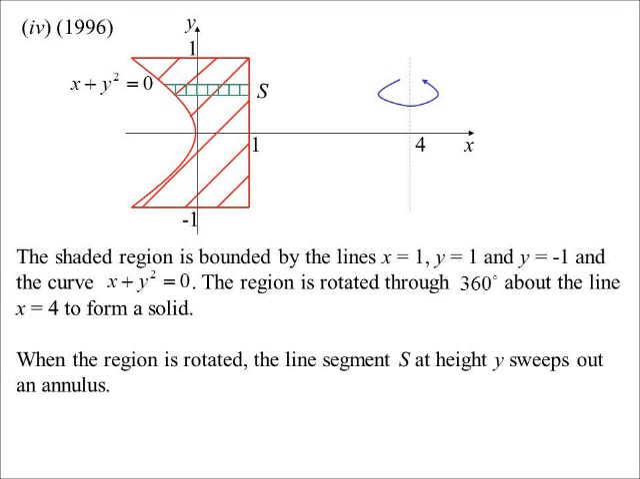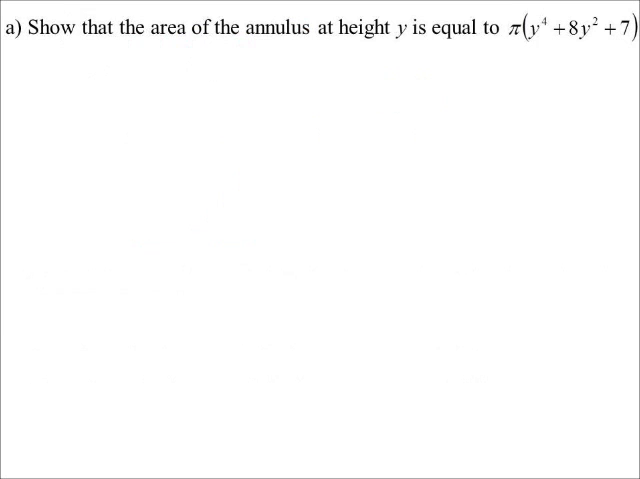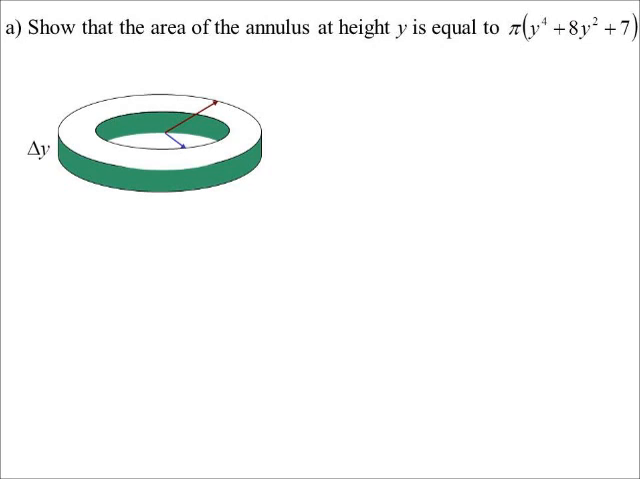Alright, what do we got? So they've defined everything for us. When the region is rotated, the line segment, so they've called the slice a line segment, will create an annulus. That's a technical name for a washer. So they want us to first of all show the area of the cross-sectional face. Alright, so we'll have an inside radius, which I'm calling little r, and an outside radius, which I'm calling big R. Let's go back to the picture.